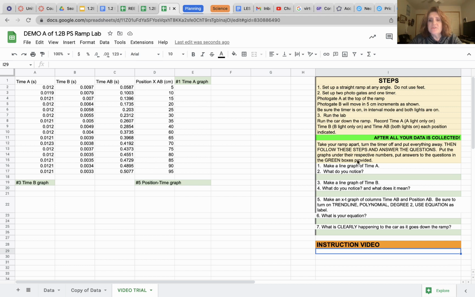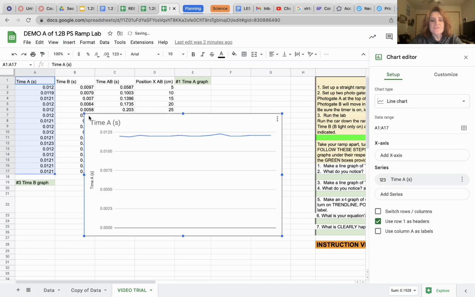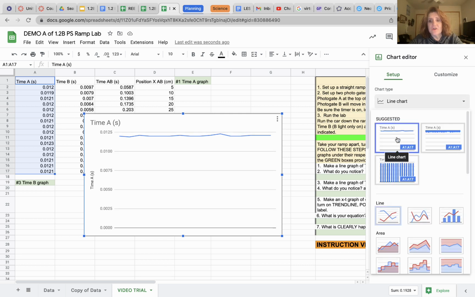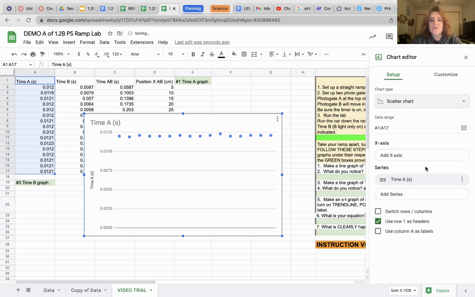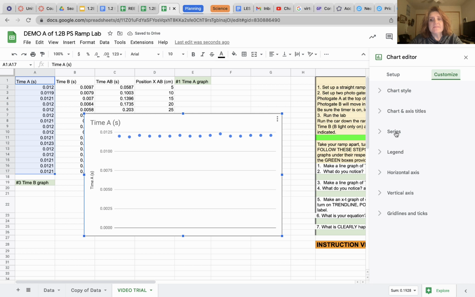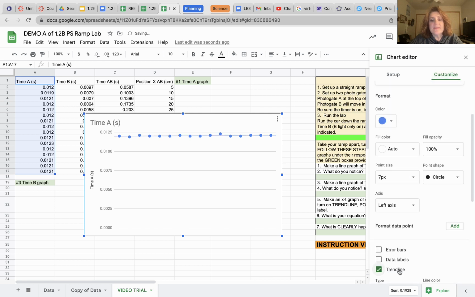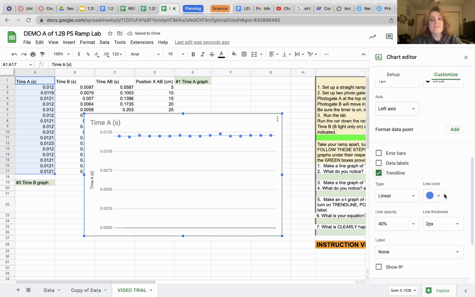So here's what you're going to do. You're going to make a line graph of time A. That means you only highlight time A information, and you go to Insert, a Chart, and it makes a line graph. And again, if it doesn't, you choose Line Chart, because this one we actually want it to connect the dots. If you want to put a scatter chart on there and turn on the trend line in Customize Series, that's okay too. And it is a line, okay? It is a line. So let's do that so that we can actually see what we're doing.